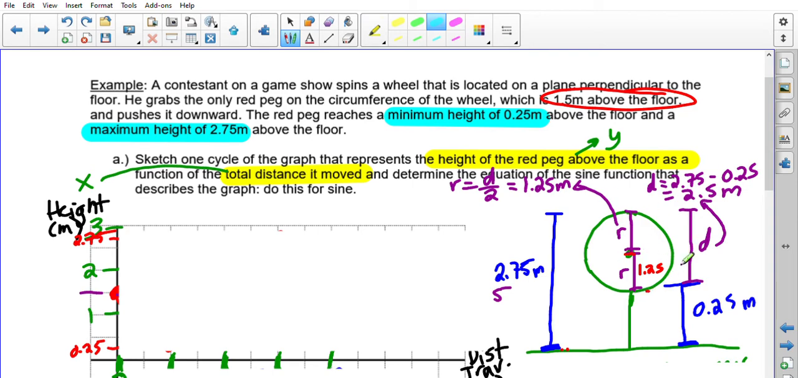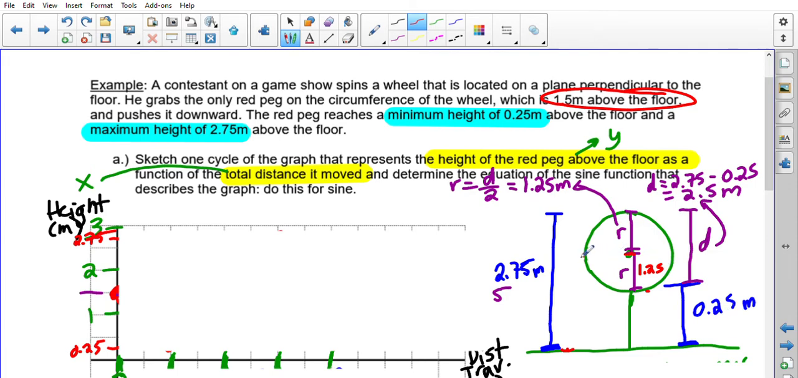The one thing that we don't have yet is exactly where the red peg is. So it says the red peg is 1.5 meters above the floor. All right, so we're going to start. So if I start here and I go 0.25 meters up, how many more meters do I need to move up to reach 1.5? So I notice 1.25 plus 0.25 equals 1.5.